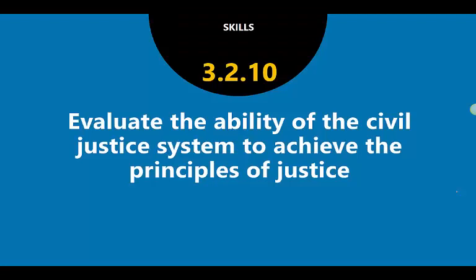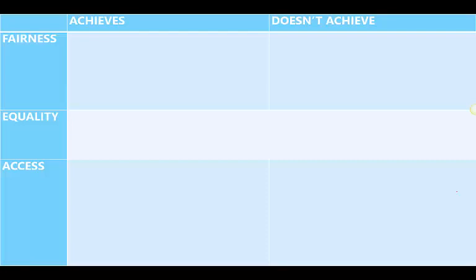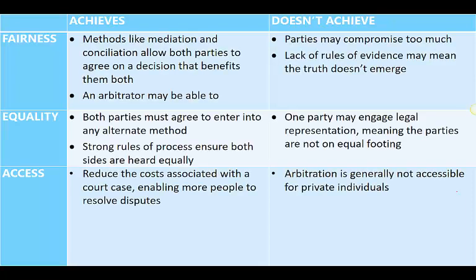We obviously need to evaluate the ability of the civil justice system to achieve the principles of justice. Pause it now if you want to have a go at this yourself. Accessibility is really important here, and we're going to skip forward in 3, 2, 1. So you can see here that there's a fair bit in terms of principles of justice.